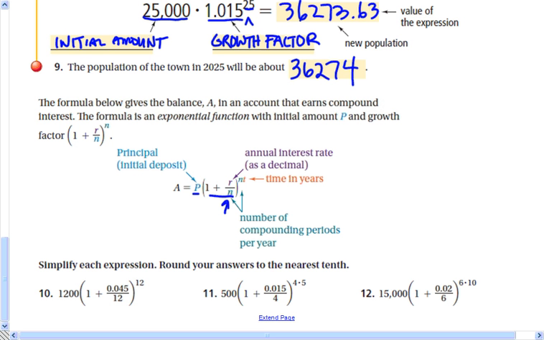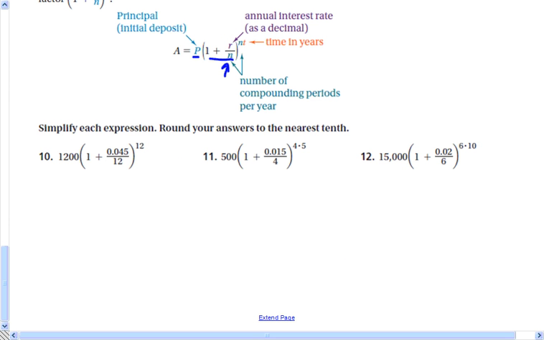All right, so here's some examples of using that, and I'll just try and describe some of these. So our principal here in this one, in other words, how much money we have in the account, is $1,200. Our interest rate here is 4.5%, and you can see that in this number right there. It's divided by 12, which means we're figuring out that interest 12 times a year, so it's monthly. And up here is 12 also, which means we're doing it for 12 months or 1 year.